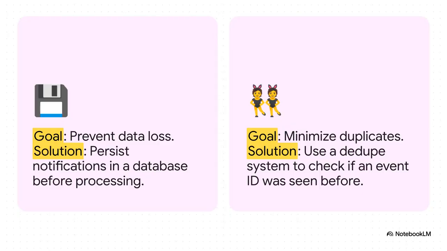Let's tackle reliability first. To prevent data loss, the system saves every single notification in a database before it even goes into the queue. That way, if anything crashes, the request is safe. And to stop ourselves from sending duplicates, which is super annoying for users, we add a deduplication check. Every event gets a unique ID, and the system just asks, hey, have I processed this ID before?